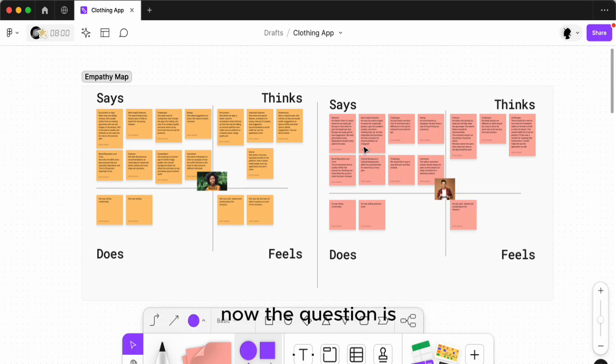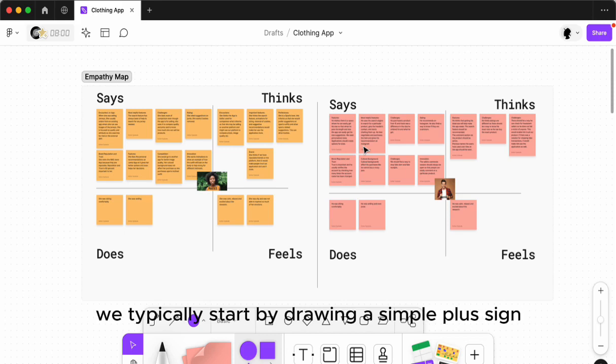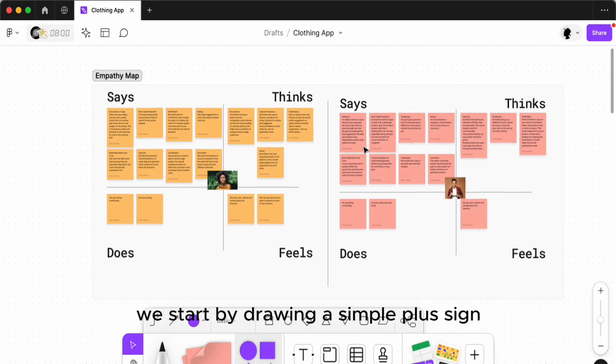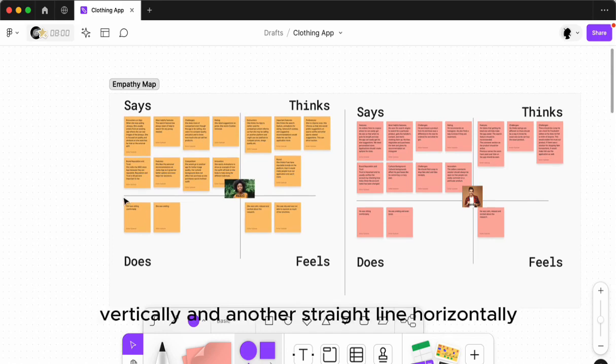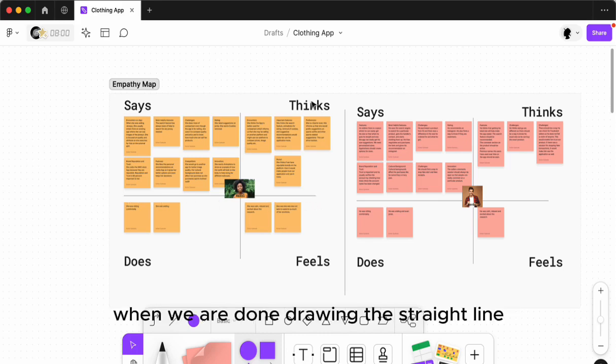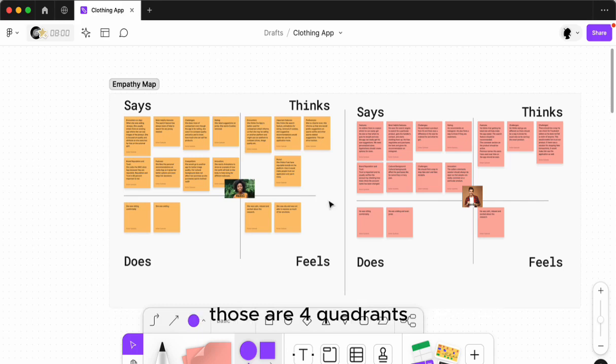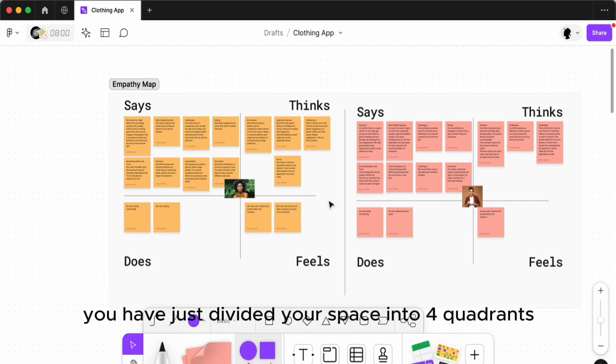Now the question is, how do we create an empathy map? For you to create a simple empathy map, we typically start by drawing a simple plus sign. You see what we have here, a straight line vertically and another straight line horizontally. When we are done drawing the straight lines, those are 4 quadrants. You have just divided your space into 4 quadrants.